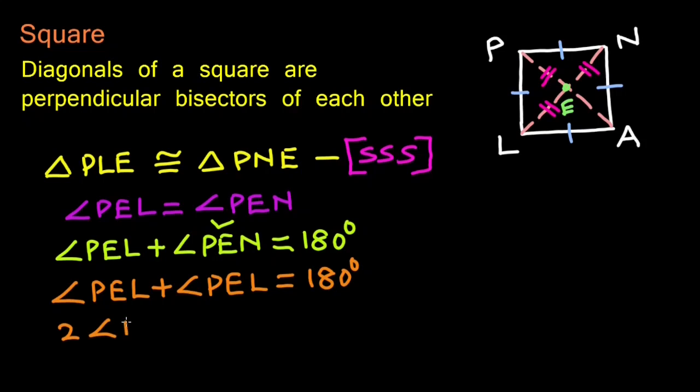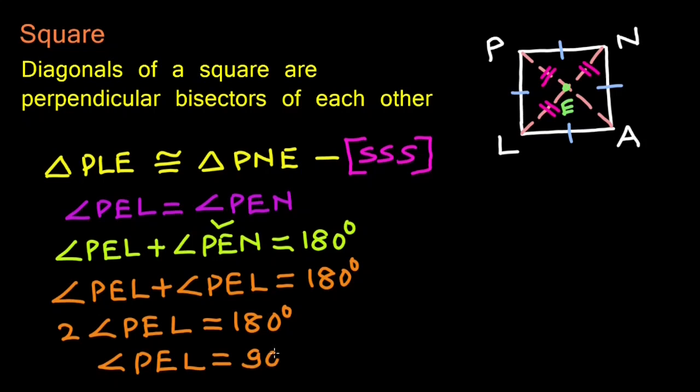That will be twice angle PEL equals 180 degrees. That will be angle PEL equals 180 by 2, that is 90 degrees. So this angle PEL will be 90 degrees. Since diagonals of a square bisect each other and they are at right angles, we can say that diagonals of a square are perpendicular bisectors of each other.